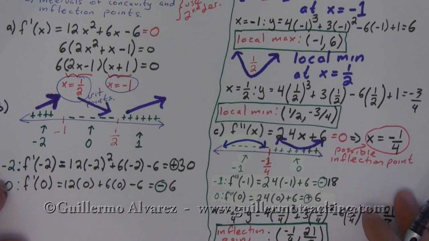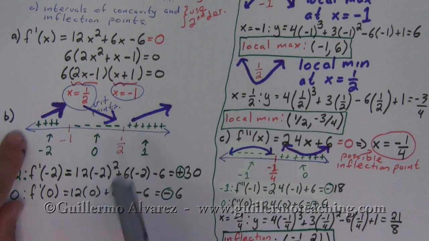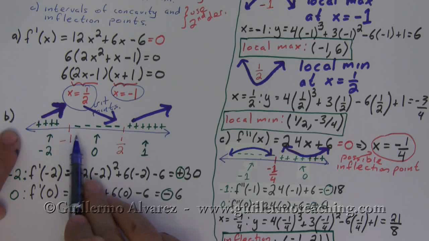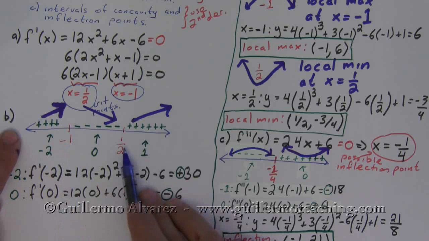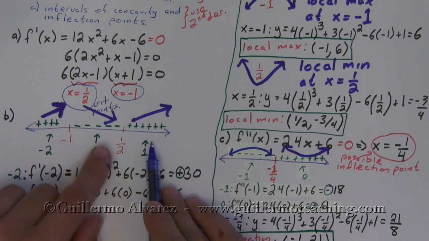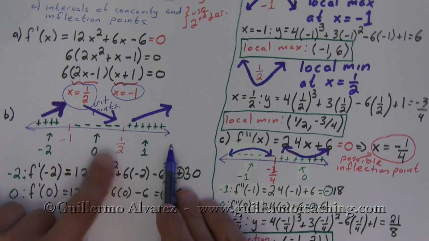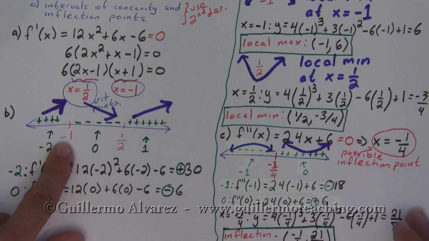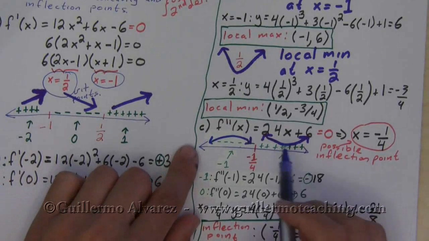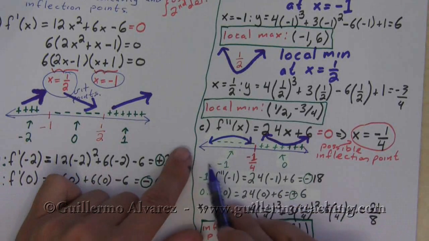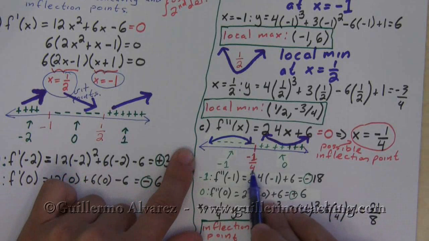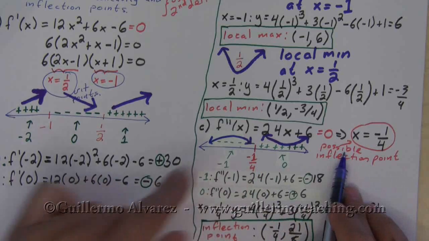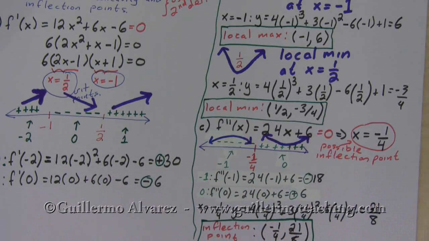I found that my function is increasing from -infinity all the way to -1, and also from 1/2 to positive infinity. It's decreasing from -1 to 1/2. And then my intervals of concavity: it's concave down from -infinity up to -1/4, concave up from -1/4 to positive infinity. And that's it.